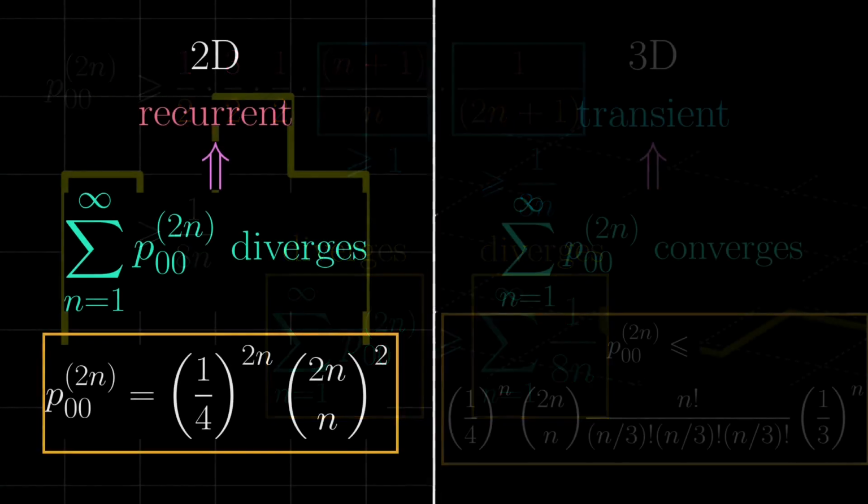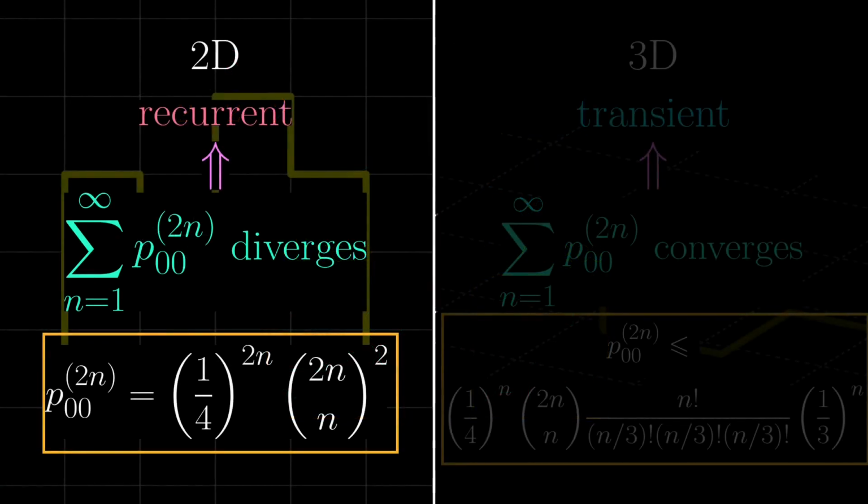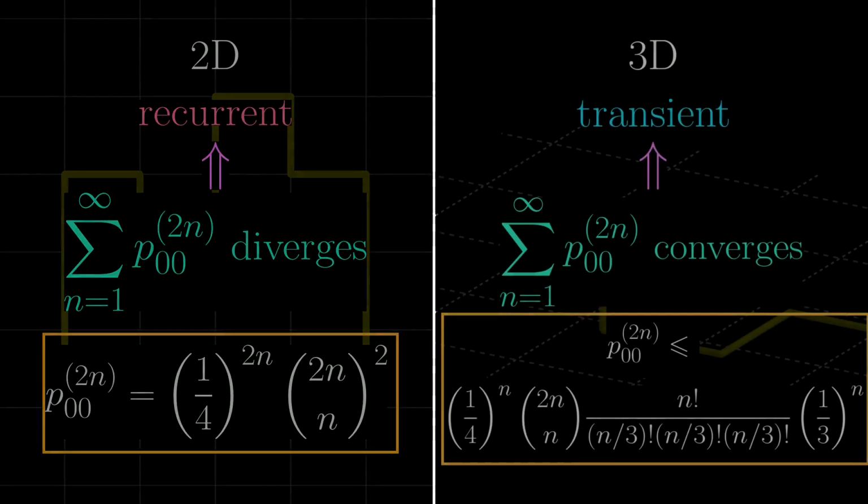That is just the 2D case. We have manipulated this formula for the return probability to prove that the series diverges by comparing it to the harmonic series. This shows that the origin is recurrent. Now what about the 3D case?